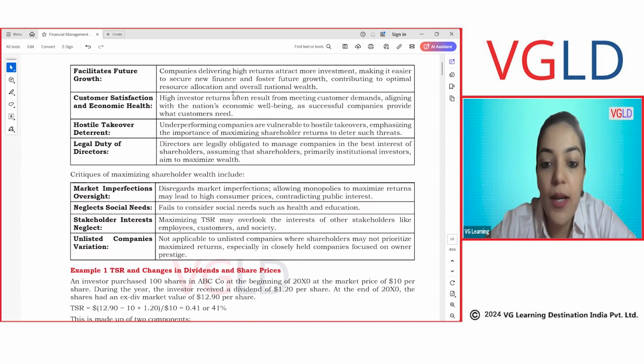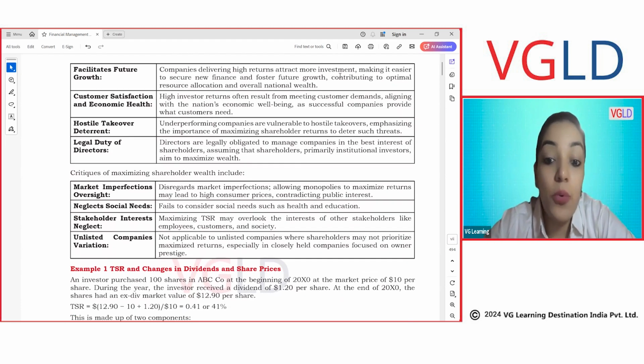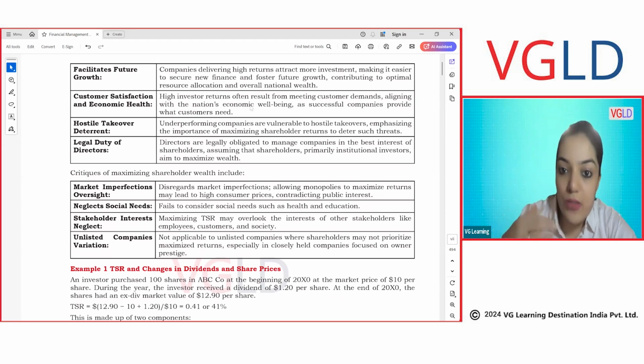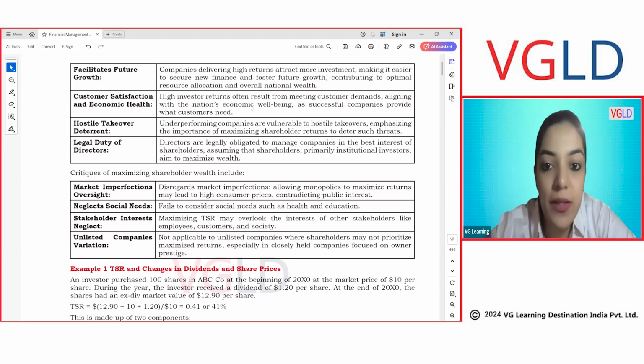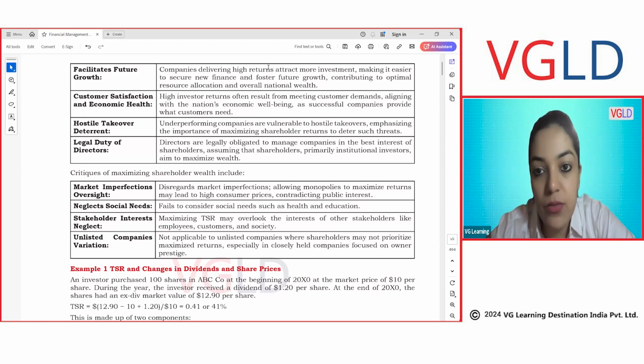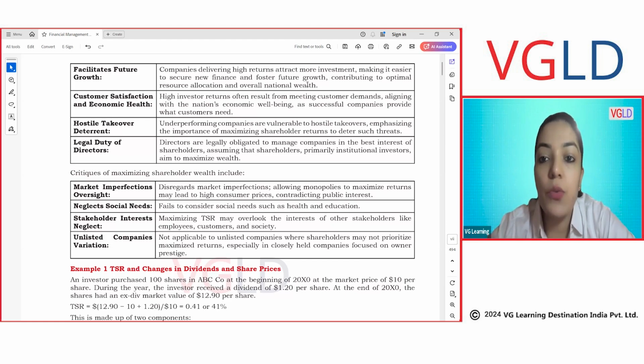Facilitates future growth. Companies delivering high returns attract more investment. So when you know that there is historically a good trend which this company displays, you want to put your money in that company. So companies delivering high returns to the shareholders attract further investment, making it easier to secure new finance and foster, that is, promote future growth, contributing to optimal resource allocation and overall national wealth. So, when a company does well in rewarding its shareholders in the form of high returns, it becomes easy for such a company to raise further finance. So it facilitates future growth.